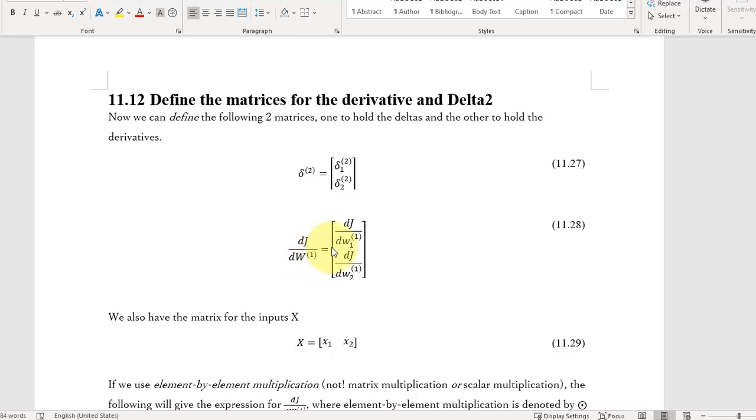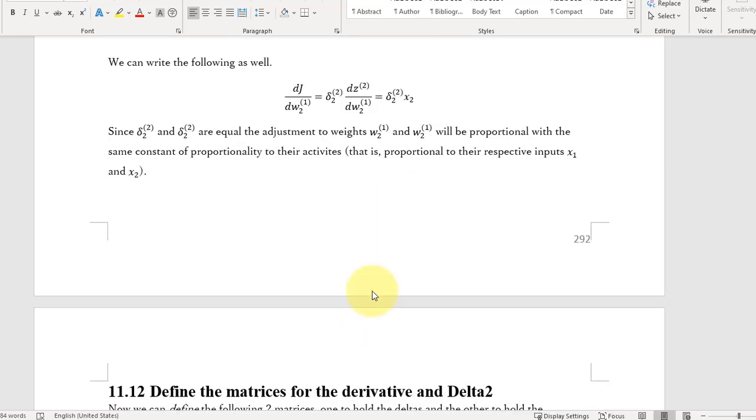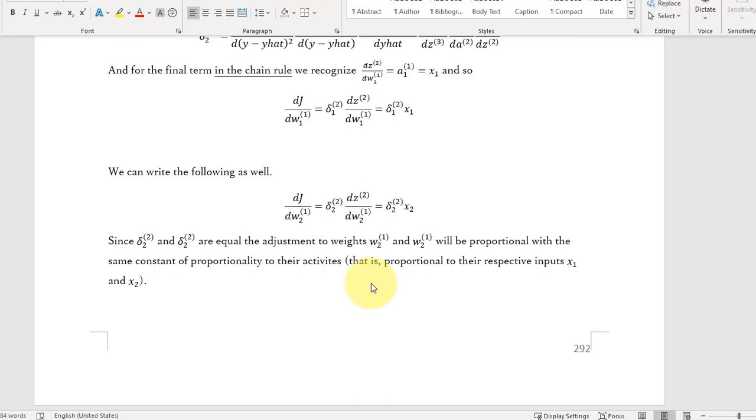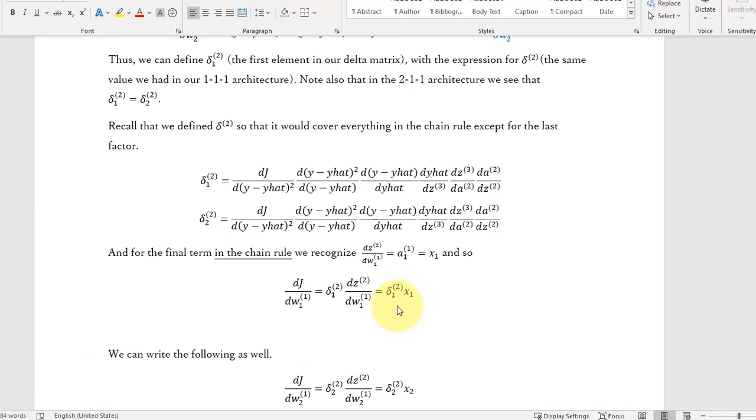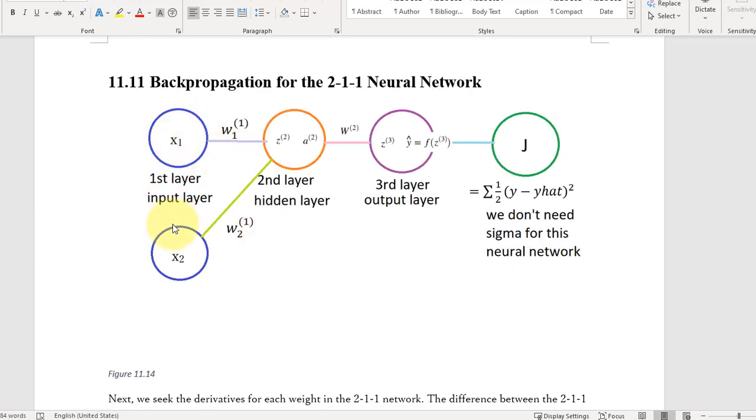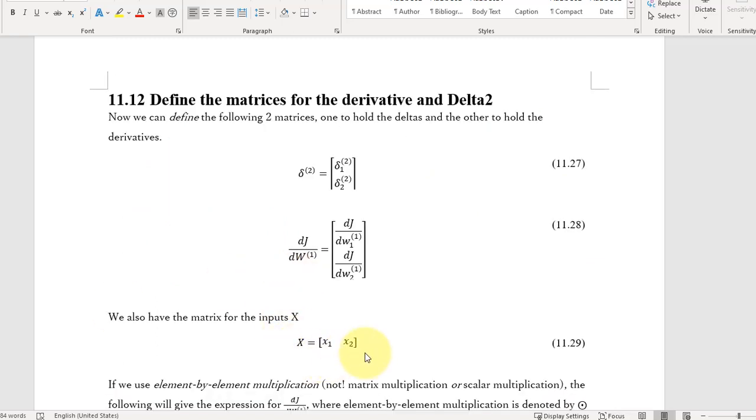But here what we mean by it is just the derivative with respect to the first weight, and then the derivative with respect to the second weight, and we just put those into a matrix, and we can call it this. And then we can also put the two deltas that we just defined, delta 2,1 and delta 2,2, which happen to be the same thing, in a matrix as well. And of course we can also put the two x's in a matrix as well and call that a capital X. So we have that here.